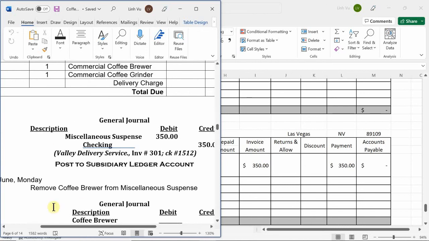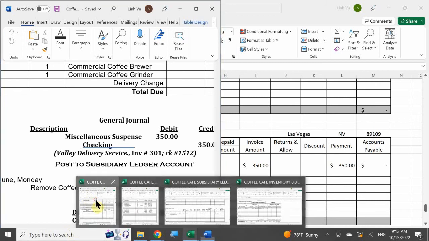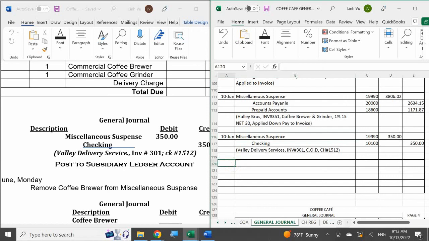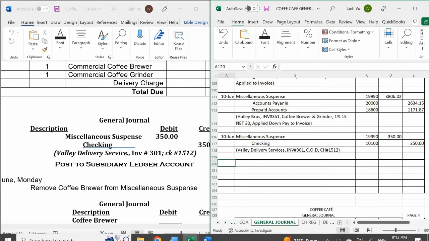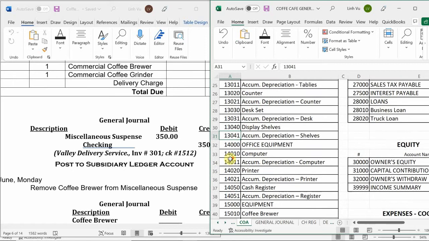So how would I physically do that? I'm moving from one account to another. Now in this case, I want you to move the coffee brewer out from the miscellaneous suspense and put it into where? The actual coffee brewer account, right? So let's go ahead and review. Where is that coffee brewer account?